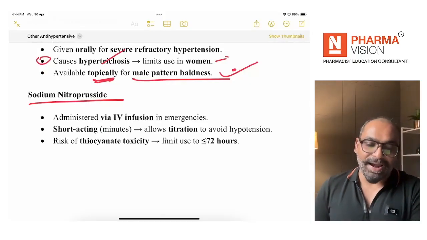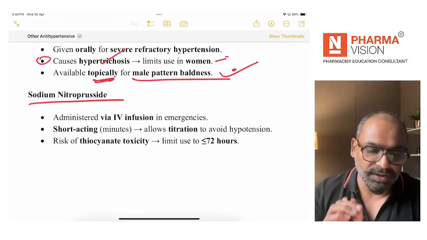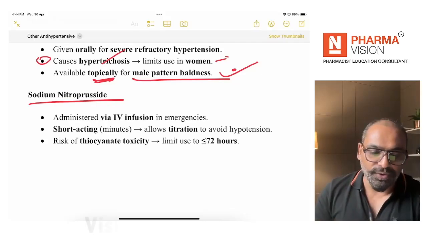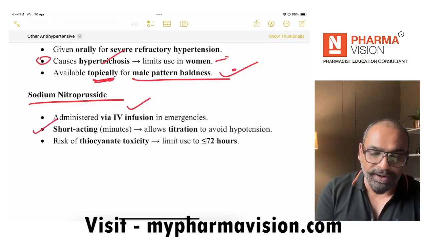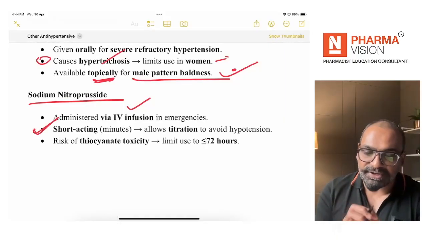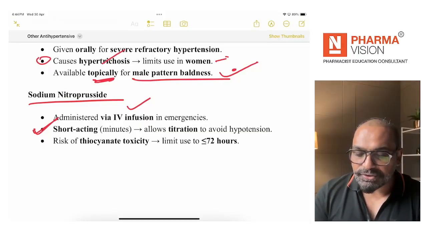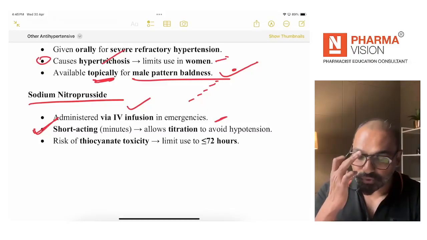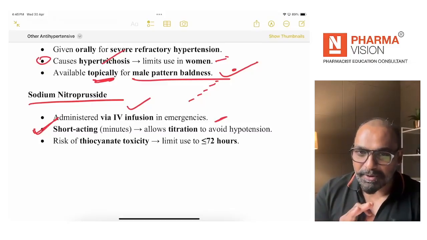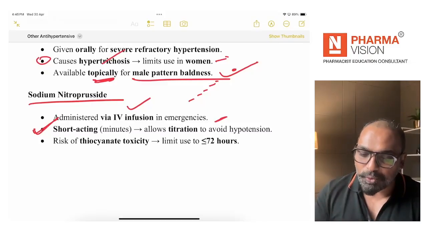Sodium nitroprusside, this is very important. There are 2-3 points you have to remember. It is administered via IV infusion in emergency situations. It is very short acting; in minutes you can get the response. It allows titration to avoid hypotension. That means, because it is very short acting, we can gradually and slowly administer the medication to reach the targeted blood pressure and avoid hypotension.